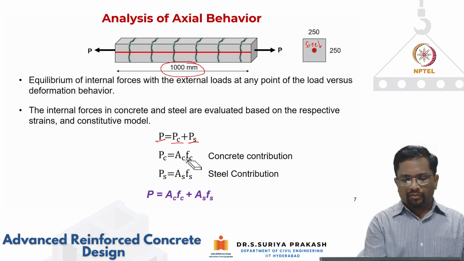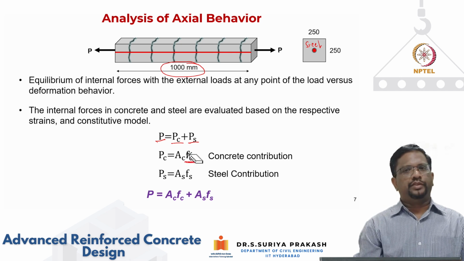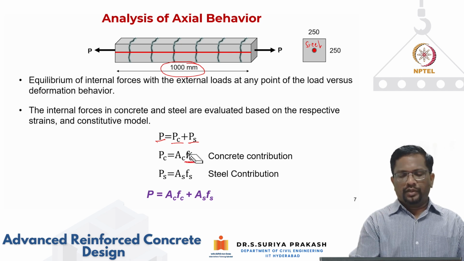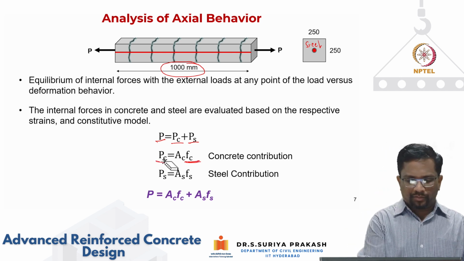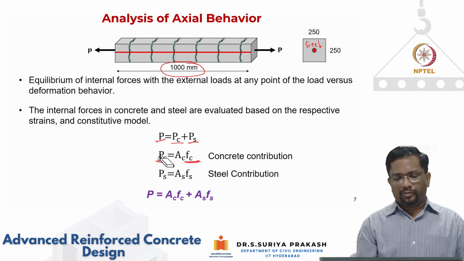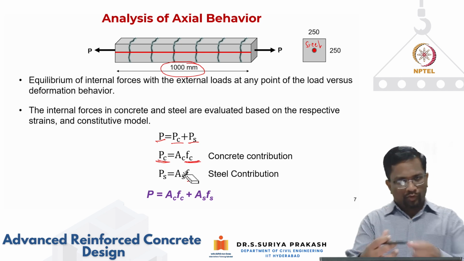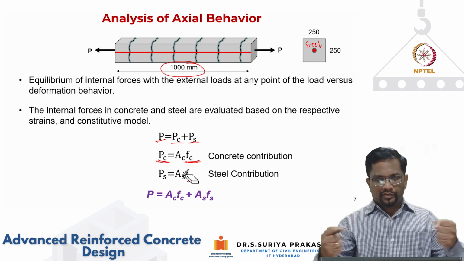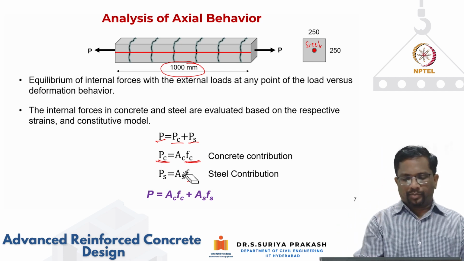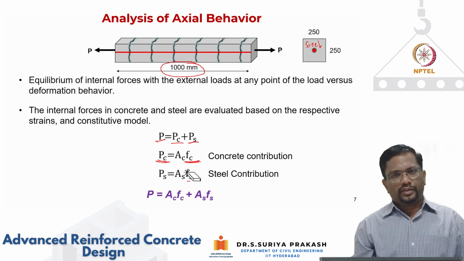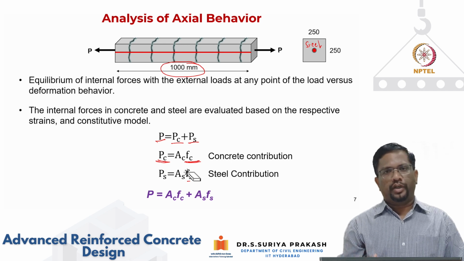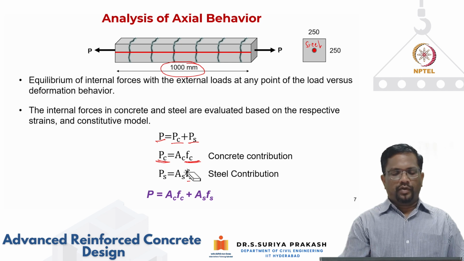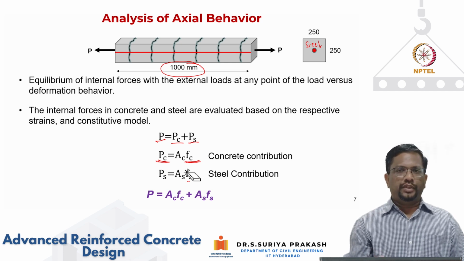If somehow we are able to find the stress in the concrete, the stress multiplied by the area of concrete will give me the load resisted by concrete. Similarly, because both of them are undergoing the same level of strain, which you also have to keep in mind, if I know the stress in the steel, again the stress multiplied by the area of steel will give me the load resistance by the steel.